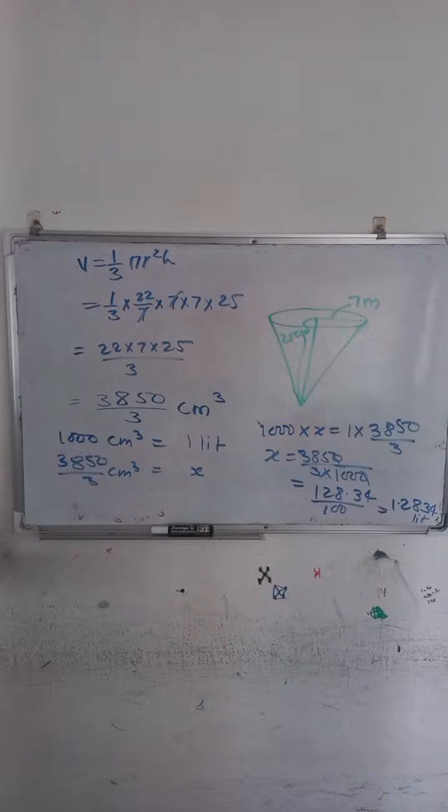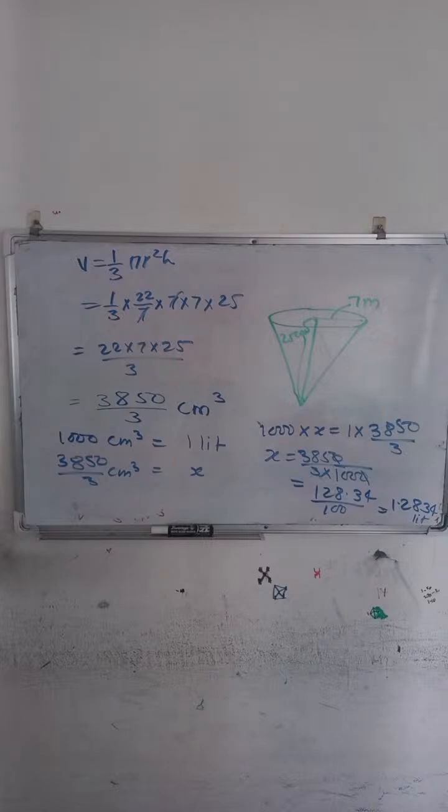Write down the next one. The volume of two spheres are in the ratio 64 is to 27. Find the ratio of their surface areas.